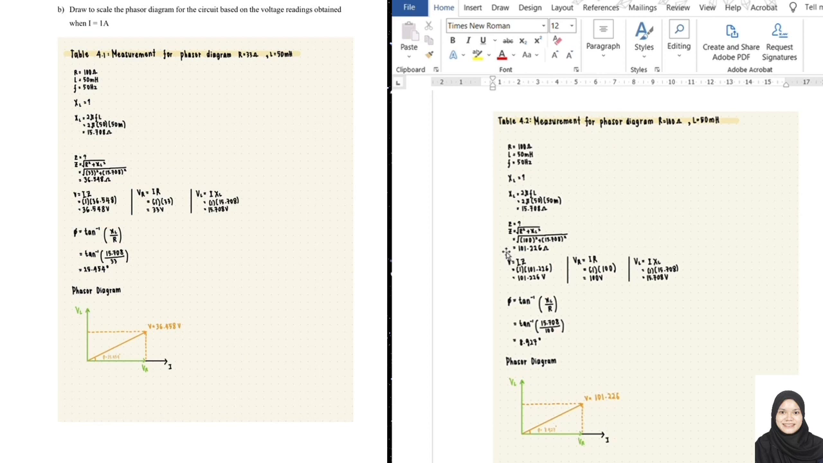The next question is to draw to scale the phasor diagram for the circuit based on the voltage reading obtained when current is 1 ampere. So the first thing we need to do is to find the XL, which the formula is 2 pi FL. So we get the value of 15.708, and the same for table 4.2.